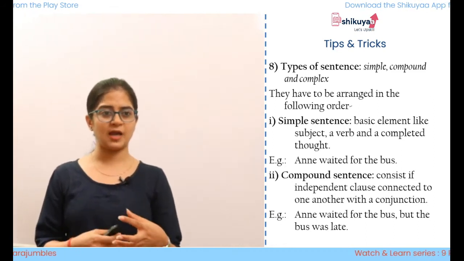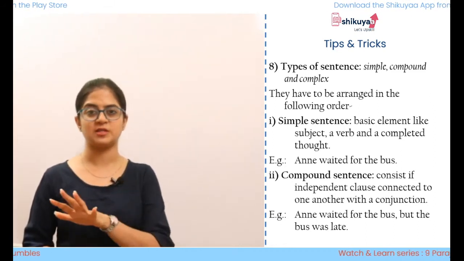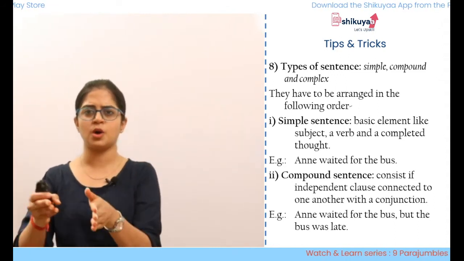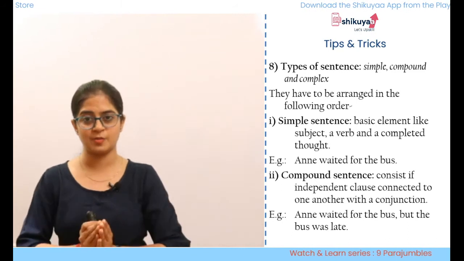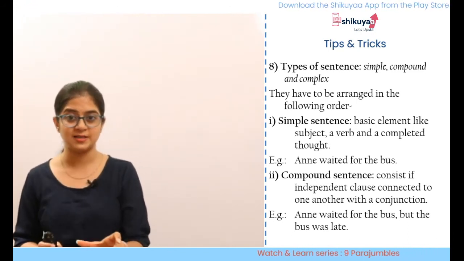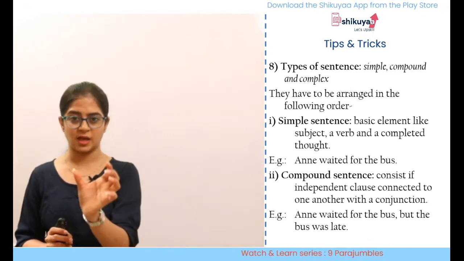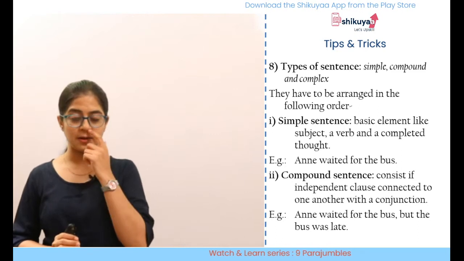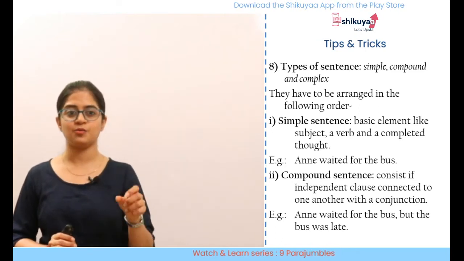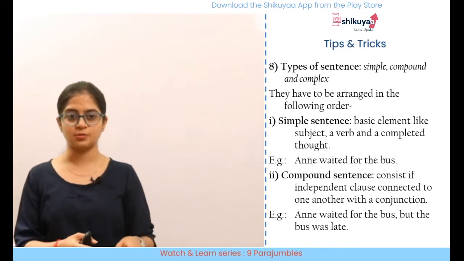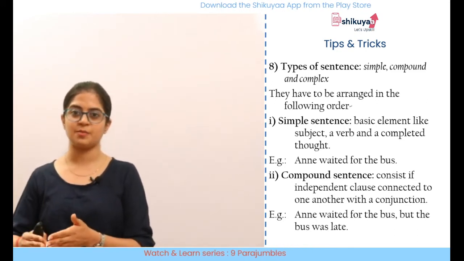They have to be arranged in the following order. See, first go with the simple sentence. For example, simple sentence means subject, verb and agreement. If you clear your basics, you will understand whenever we have been taught to write a sentence, it was always about a subject, then verb and then the rest of the part of the sentence. Let us have a look at the example, that is Annie waited for the bus. It is really a simple sentence. Annie is the subject, waited is the verb and rest is the part of the sentence.